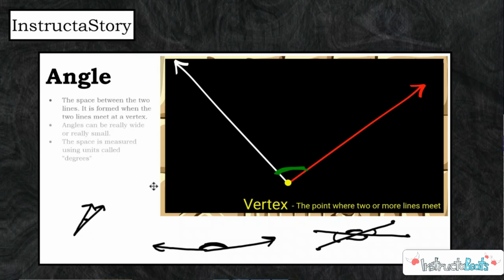So to recap, we just used our Instructa story time to teach us that angles are the space between two lines. When they meet, there's a vertex right there. You could have small angles, wide angles. You can even have four angles when two lines cross. You have your one vertex, but four angles.